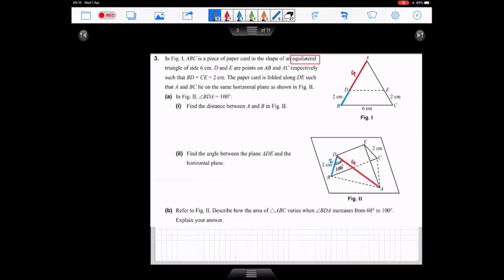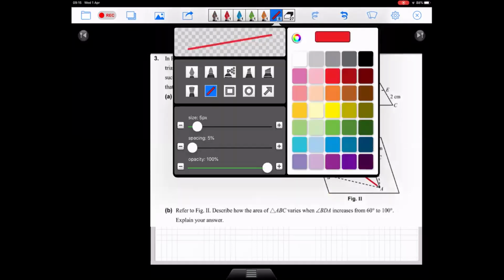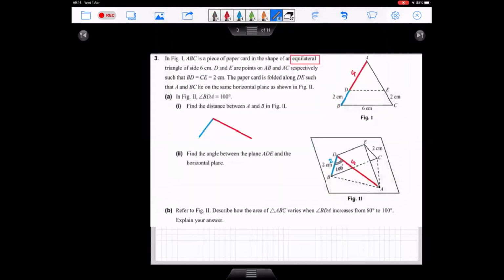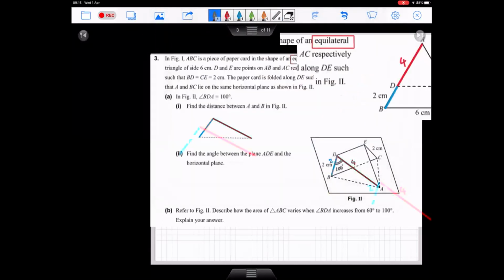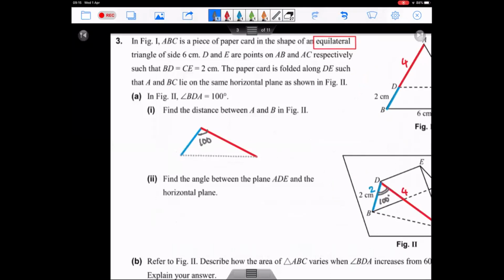So we want to find the distance AB in the dotted line. The focus triangle will be this one. Blue is 2 cm, red is 4 cm, and then the line AB here. We can use a simple SAS cosine formula to do that. This is 100, this is 2, this is 4. Using the SAS cosine formula, the answer will be 4.77 cm.